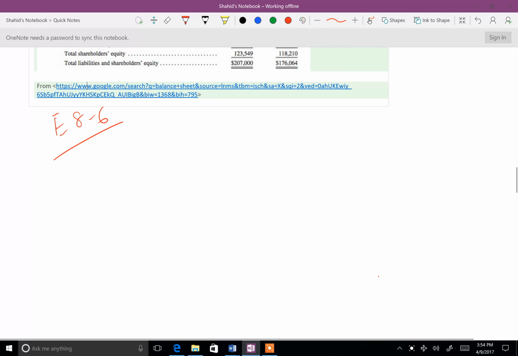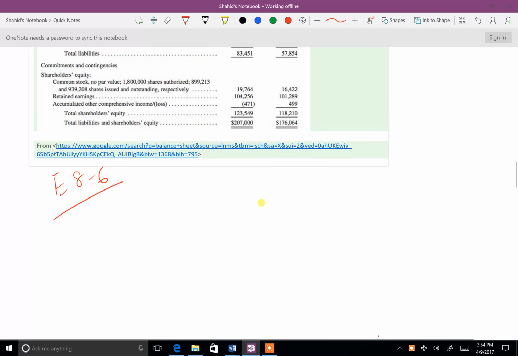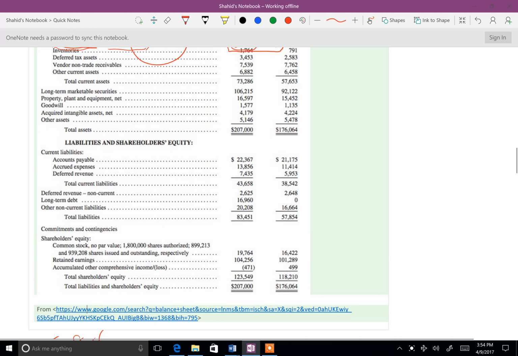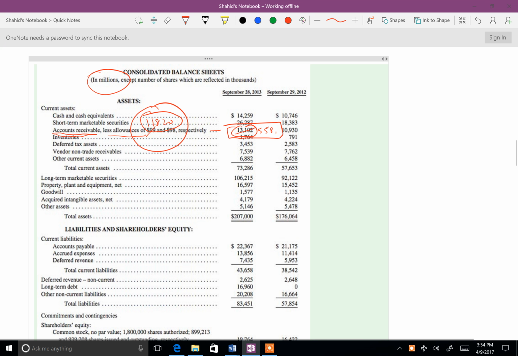Okay, now we'll do exercise 8-6. And I'm going to talk generally about this chapter. This chapter deals, again, with the balance sheet, with property, plant, and equipment, right? So whenever a company buys equipment, plant, or property, they spend huge money.